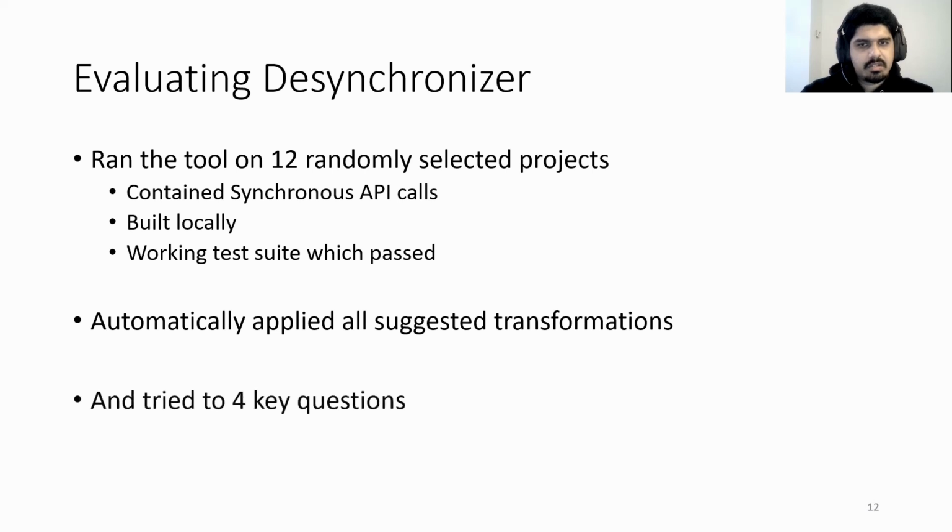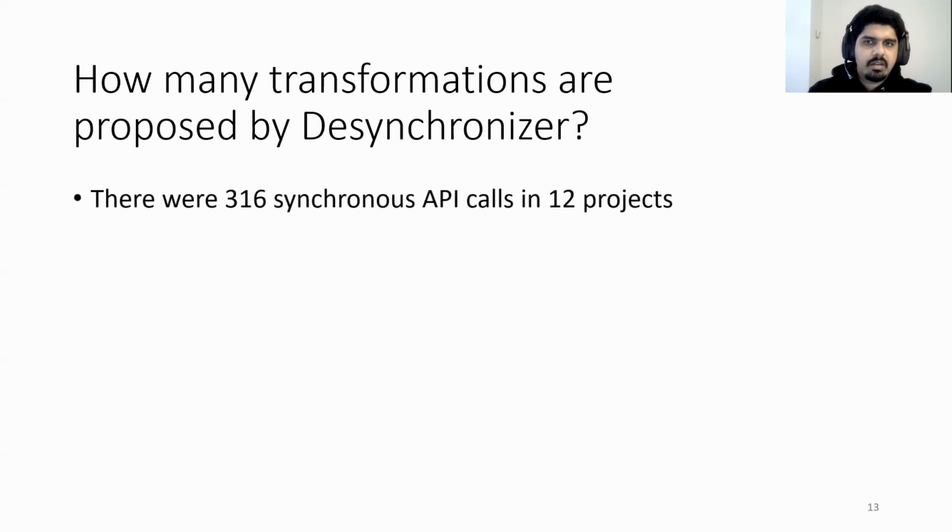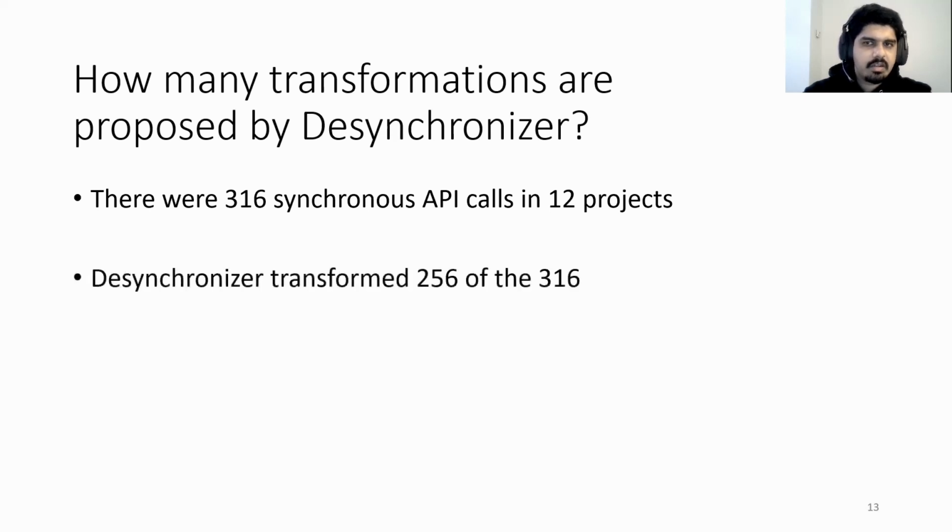And based on these transformations, we tried to answer 4 key questions. The first question is, how many transformations are proposed by Desynchronizer? We found that there were 316 synchronous API calls present in those 12 projects. And out of 316, Desynchronizer transformed 256 of the synchronous API calls. And 60 transformations were abandoned.